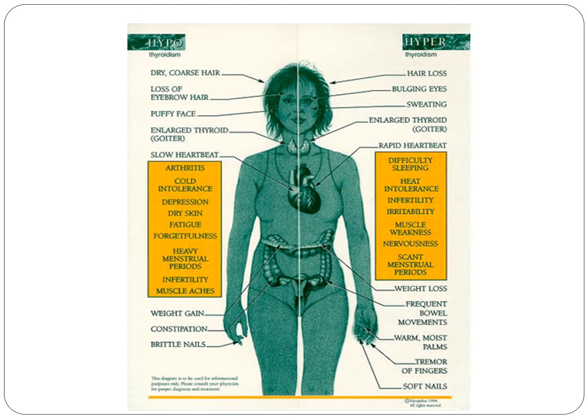If you are going for hyperthyroidism: hair loss, bulging eyes, sweating, enlarged goiter, and rapid heartbeat. And the main clinical features are difficulty in sleeping, heat intolerance, infertility, muscle weakness, neuralgia, scanty menstrual periods, weight loss, frequent bowel movements, warm and moist palms, tremor of the fingers, and soft nails. These are the main clinical features we can see in hyperthyroidism.